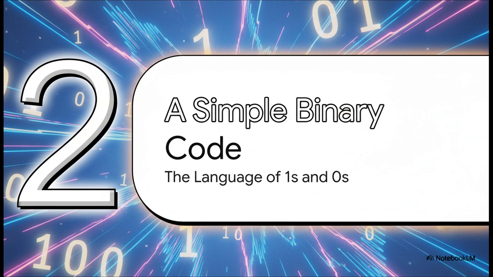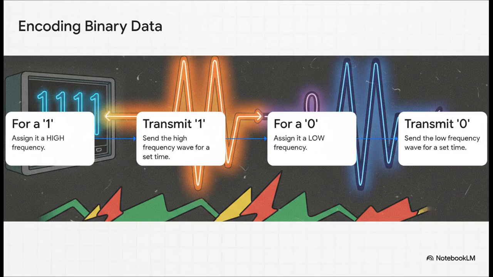Okay, so let's see how this basic alphabet builds into a real communication system. We're going to start with the simplest digital language there is: binary. The good old language of ones and zeros. The process itself is wonderfully simple. We just create a little code book with only two rules. We decide that the number 1 will be represented by our high-frequency note, and the number 0 will be our low-frequency note.